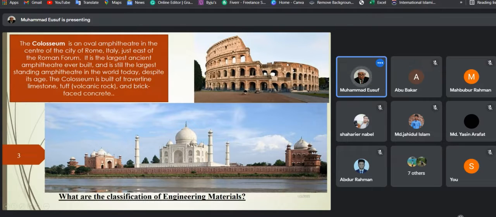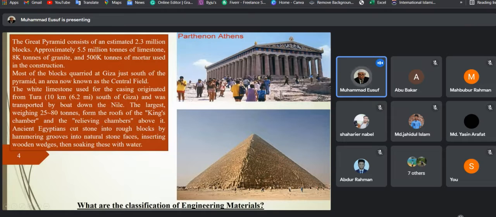Now, the second iconic structure is the Taj Mahal. You see, in front of the Taj Mahal, there is a river, water, and this river is the Jamuna, cooling this Taj. Okay. Next is the Parthenon, Athens. Okay. All using materials for the construction of this. This is the pyramids. Okay.